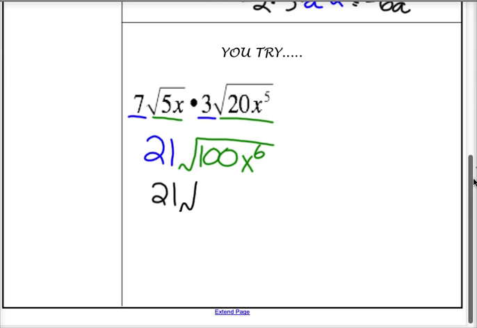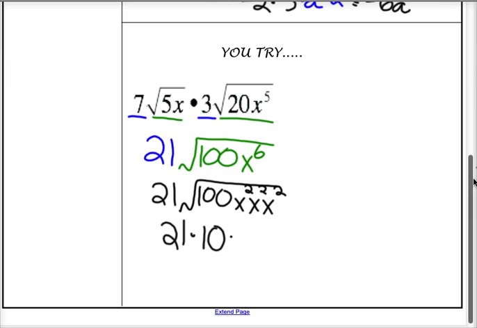Now 100 is already a perfect square. Then x to the 6, we can break up into x squared, x squared, and x squared. So we get 21. Square root of 100 is 10. And then each of these x squareds comes out as an x. So in this one, in the end, we have 210, and then x times x times x gives us x cubed.